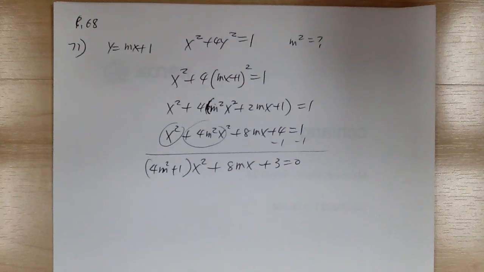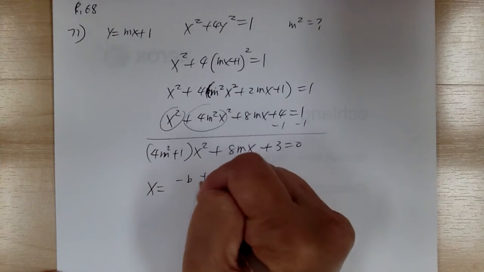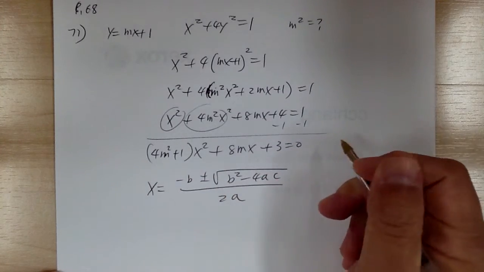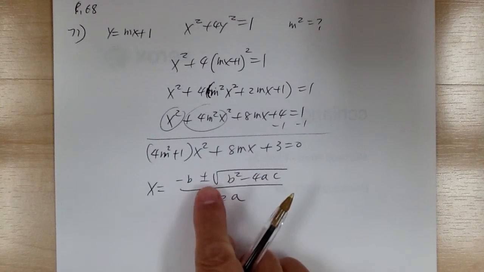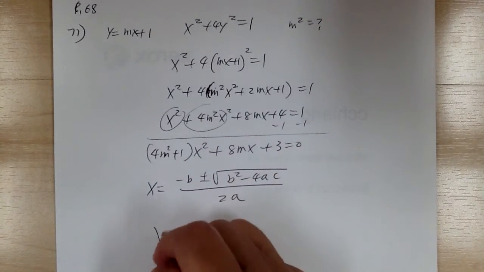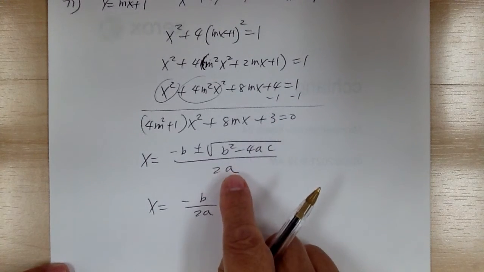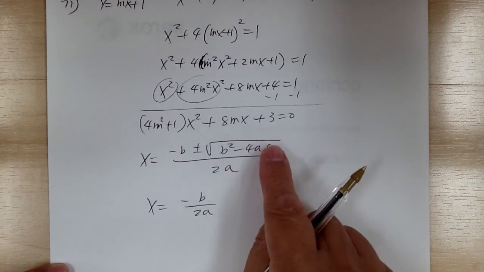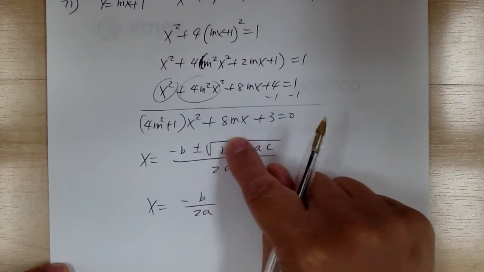Okay, now when you have the quadratic formula, you got x equal to negative b plus or minus square root of b squared minus 4ac over 2a. Now since they intersect once, that means you only have one solution. So that means this part equal to 0, so you got x equal to negative b over 2a. If it intersects twice, then you will have the plus or minus. If it intersects only once, there would be no plus or minus.